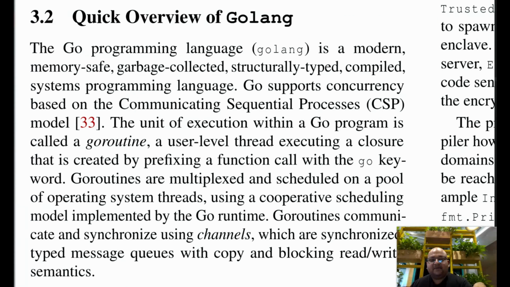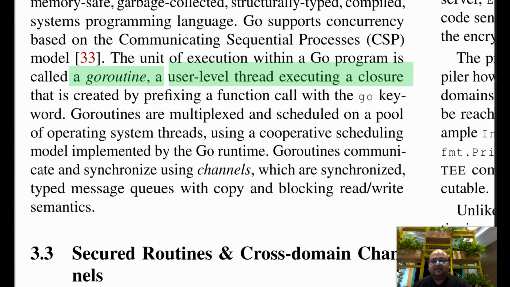In this paper, the authors are presenting an abstraction that lets you conveniently program trusted execution environments, built on top of the Go programming language. If you're not already familiar with Go, one of the central abstractions in Go is a Go routine, which is essentially a user-level thread executing a closure. The thing to remember is that Go routines communicate and synchronize using channels, not shared memory.